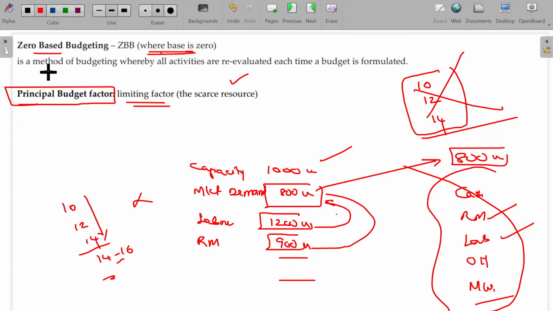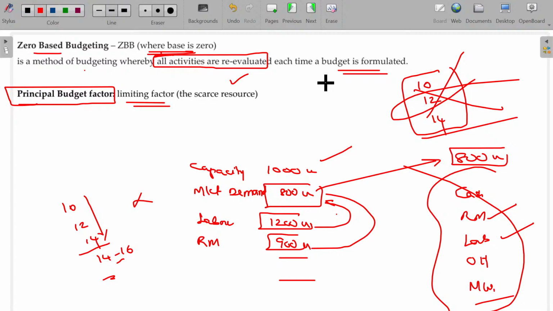So zero base is a method of budgeting whereby all activities are re-evaluated. Like earlier data will be totally removed each time a budget is formulated. Usually assume that base is 0. Every year I assume the base is 0. Re-evaluate afresh, then it's called zero based budgeting. Clear? Hope you'll be now able to understand.